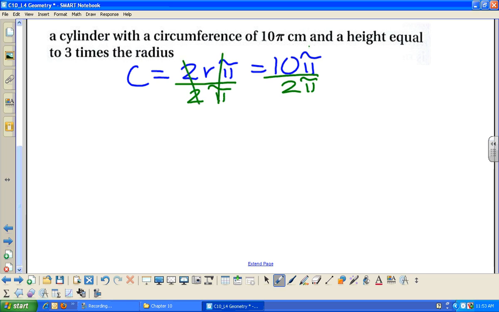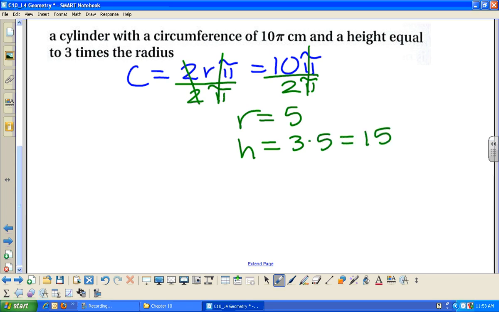The pi's will cancel out. 10 divided by 2 is equal to 5. So my radius is equal to 5. The height is equal to 3 times the radius. So my radius is 5, so my height would be 15.